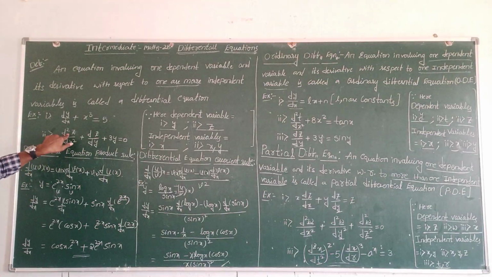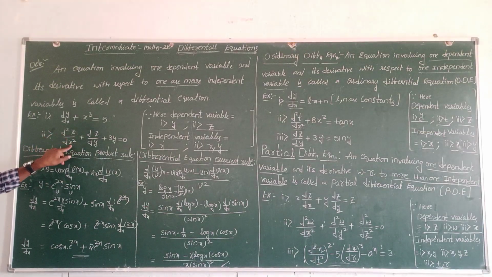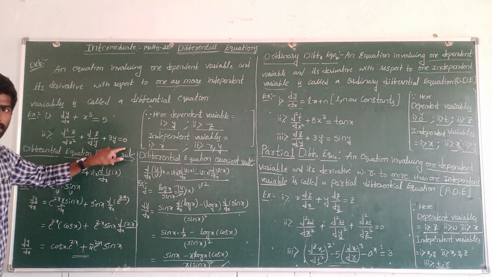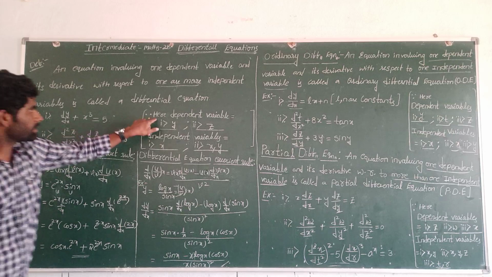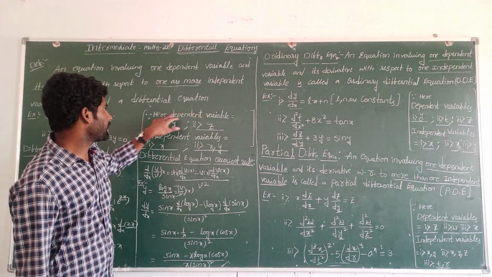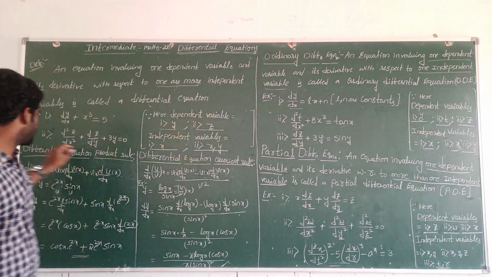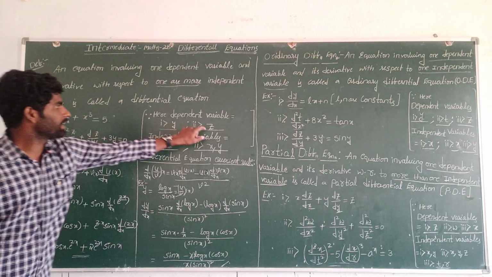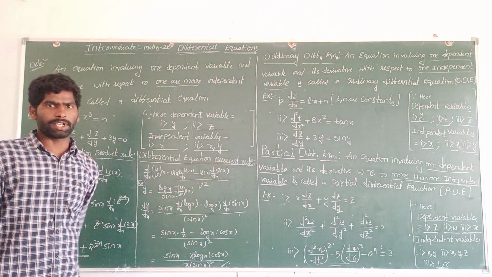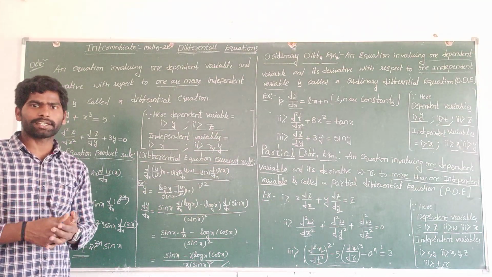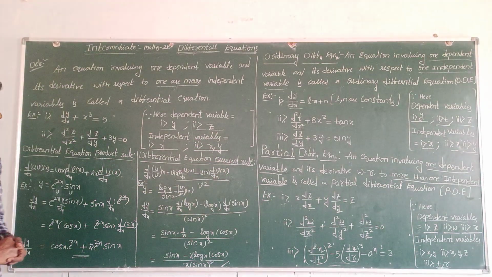Let the second question be d square z by dx square plus dz by dy plus 3y equals 0. Here the dependent variable is z. In the second question, x and y are the independent variables, since we differentiate with respect to them.